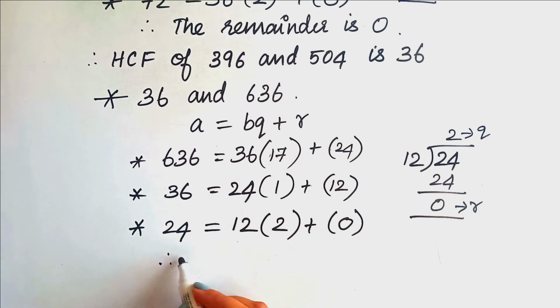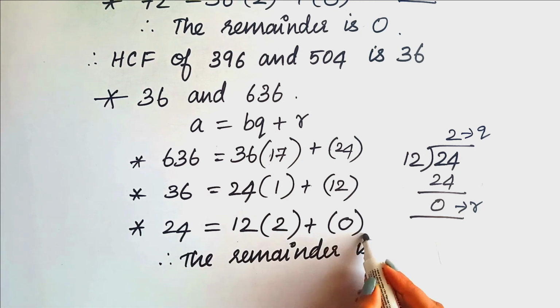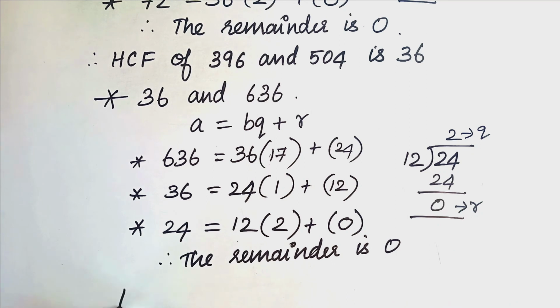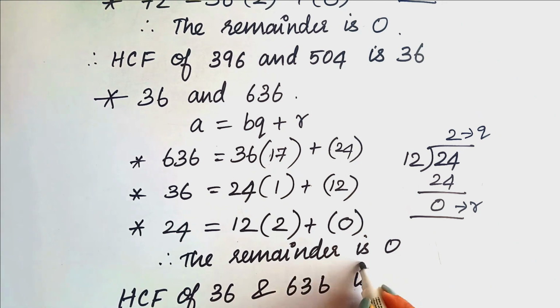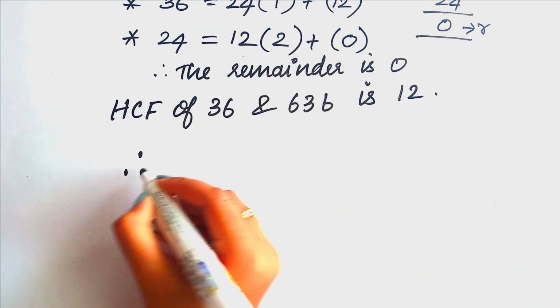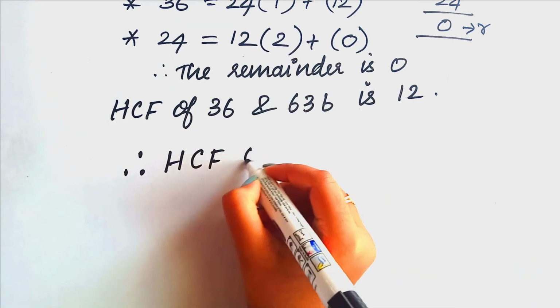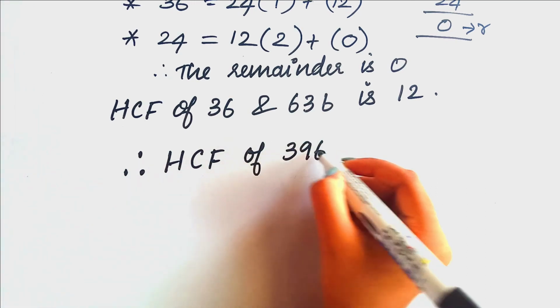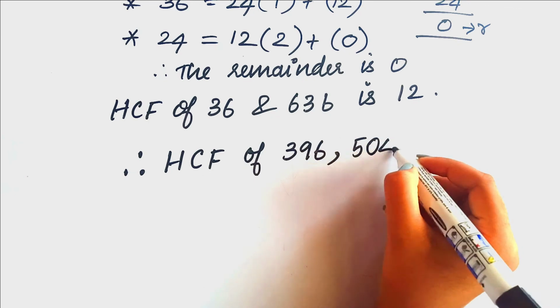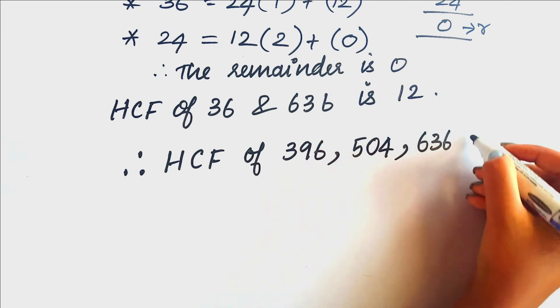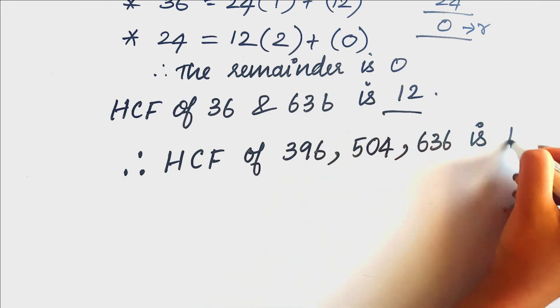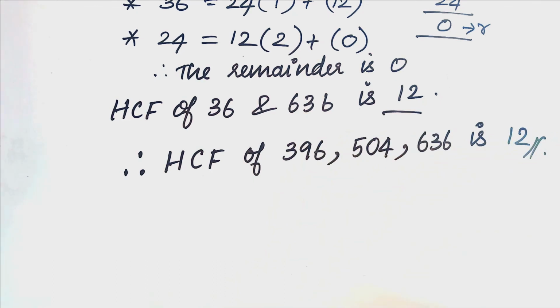Okay, so finally the remainder is 0 and you can say that the HCF of 36 and 636 is nothing but our divisor, which is 12. And finally you can say that therefore the highest common factor of 396, 504 and 636 is 12. Okay, so this is our answer.